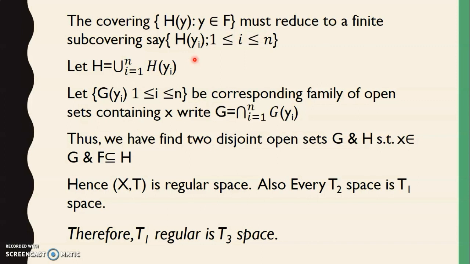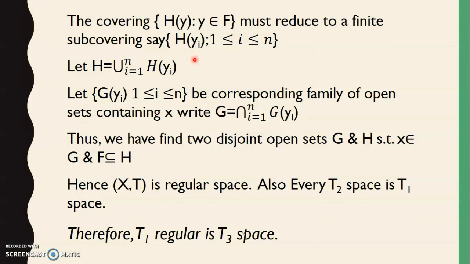Now, the covering Hy such that y belongs to F must reduce to a finite subcovering, say Hyi, where i is from 1 to n. The covering must reduce to a finite subcovering; this is the property of the compact space. Let H be equal to the union of Hyi, i from 1 to n. Let Gyi, i from 1 to n, be the corresponding family of open sets containing x. Write G equals the intersection of Gyi, i from 1 to n. Thus we have found two disjoint open sets G and H such that x belongs to G and F is a subset of H. Hence, X is a regular space.